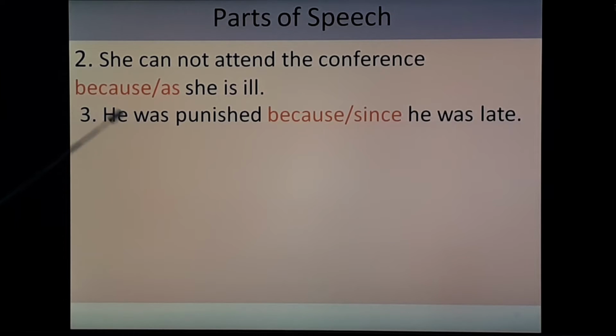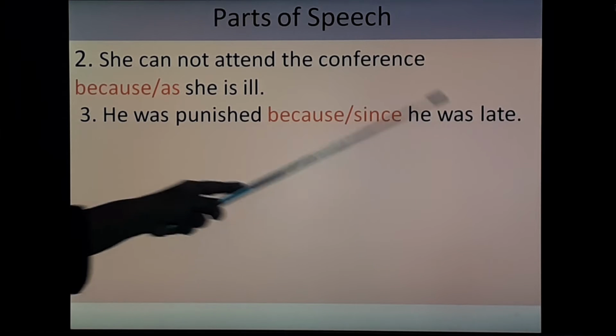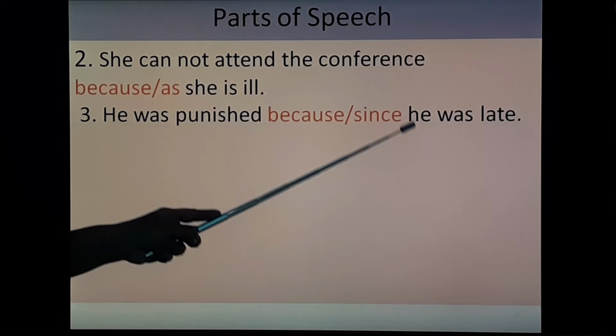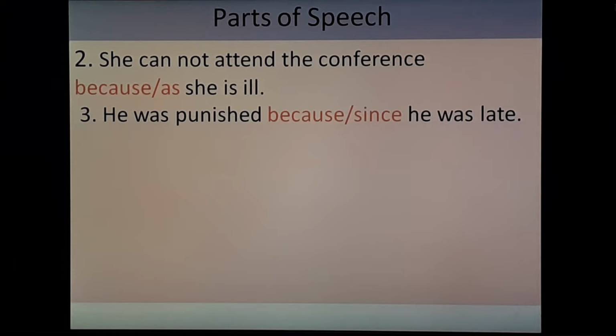Third one, he was punished because, or since, he was late. So here he was punished, that is the main clause, and he was late, that is the subordinate clause.